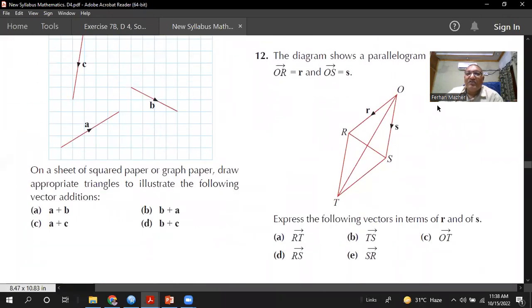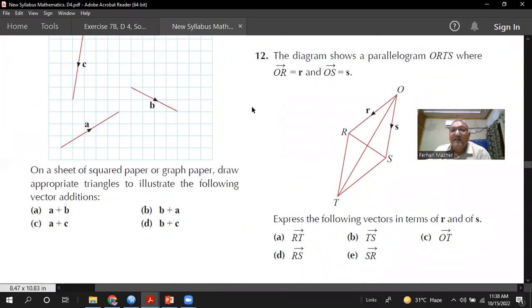Okay, so here we go to the next question. He says the diagram shows a parallelogram ORTS where OR is equal to vector R, and OS is equal to vector S. Remember in a parallelogram, the opposite sides are parallel and equal in length. So OR is represented with R, in the same way ST will also be represented with R. OS is represented with S, so RT will also be represented with S.